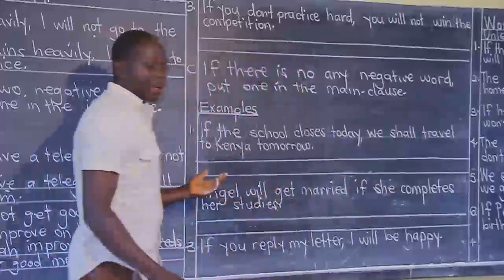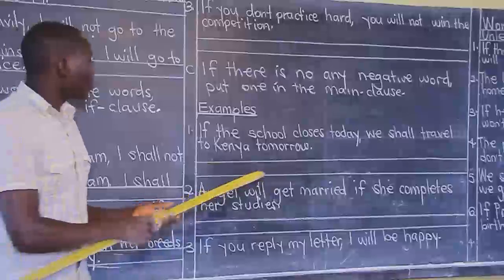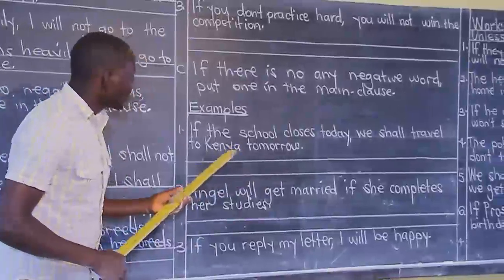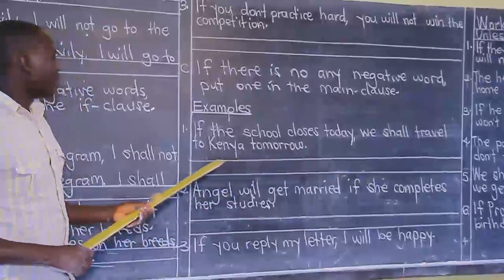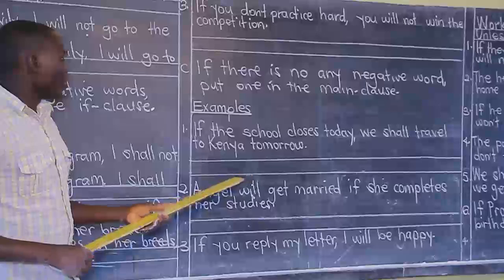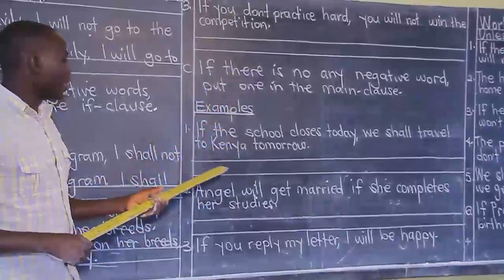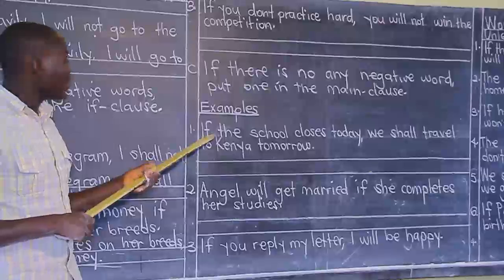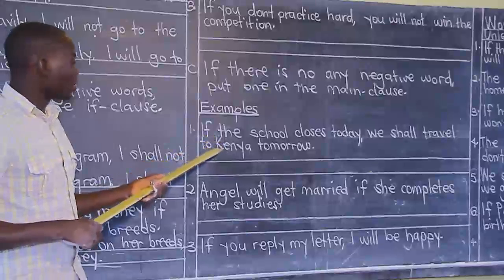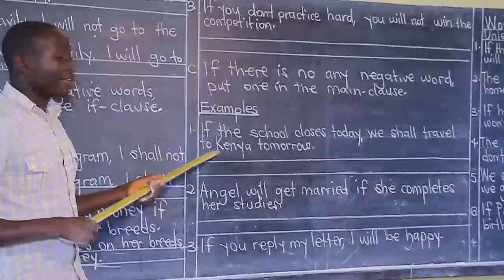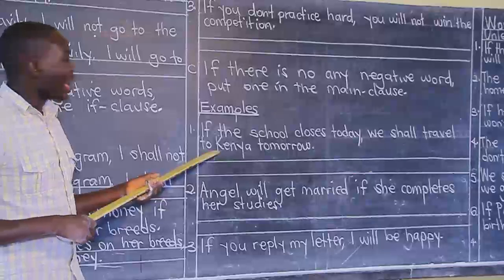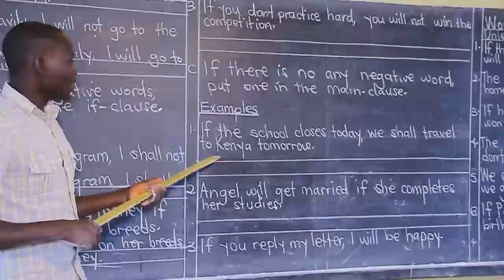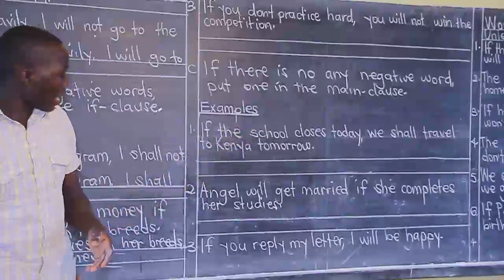Let's see how this rule works. Okay? Now, if the school closes today, we shall travel to Kenya tomorrow. What do we do? We say if there is no negative word, put one in the main clause. We shall replace the word if with unless, where we shall say, unless the school closes today, we shall not travel to Kenya tomorrow.